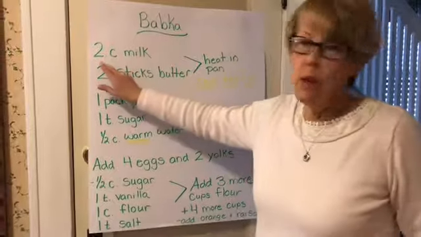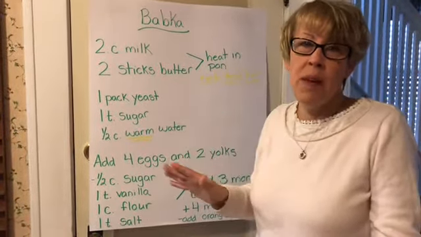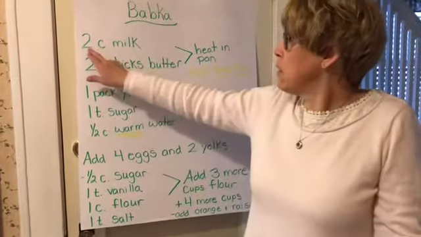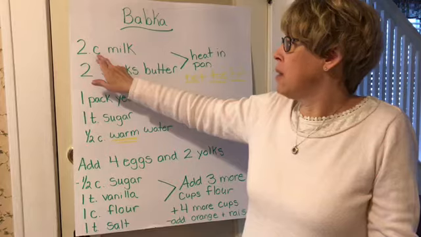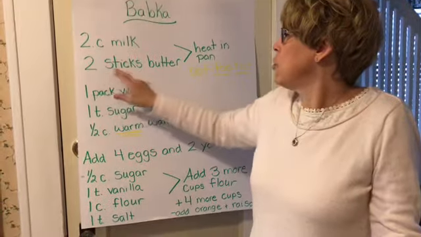The first thing you need to do is read a recipe, and you need to read it carefully, because if you don't, sometimes you're going to make a mistake. The first thing was to take 2 cups. This C stands for cup. 2 cups of milk and 2 sticks of butter.